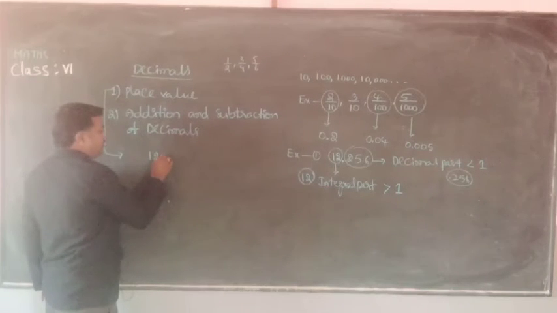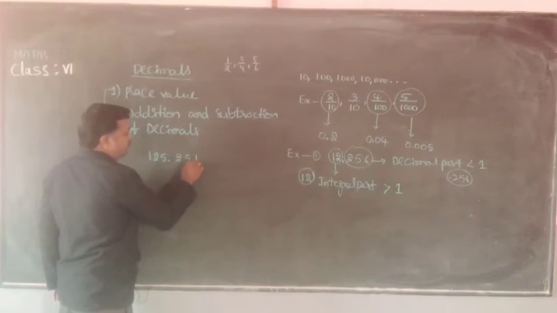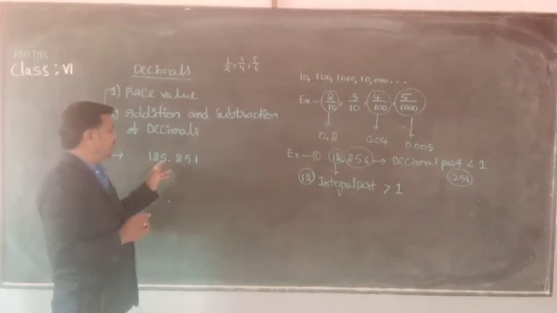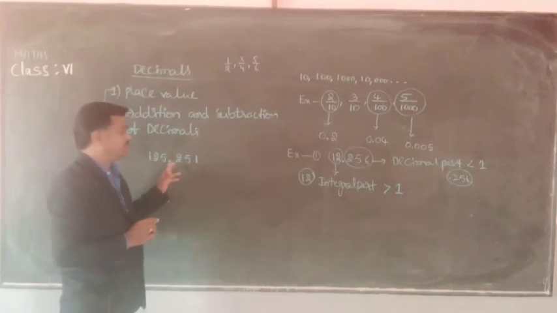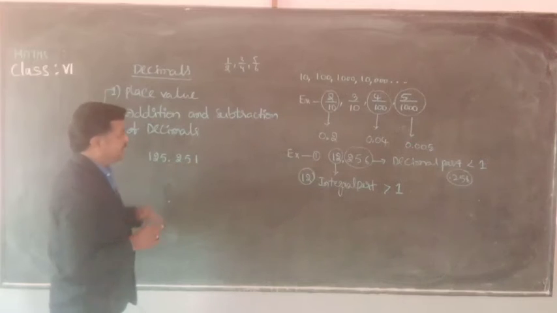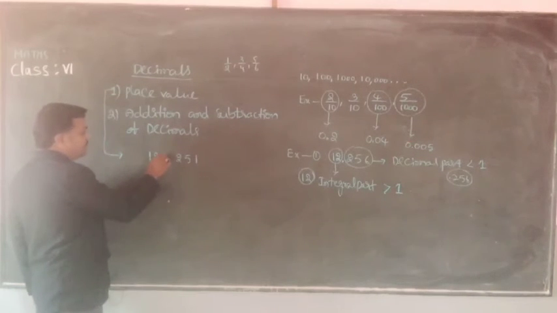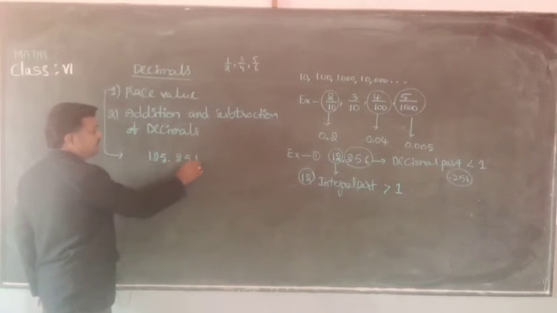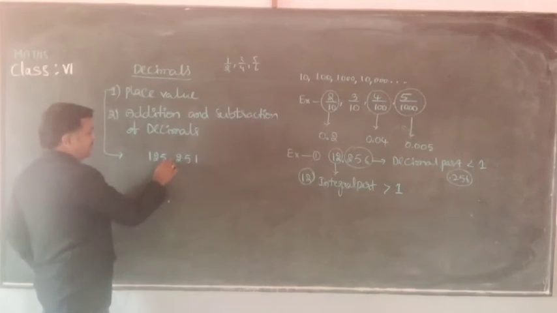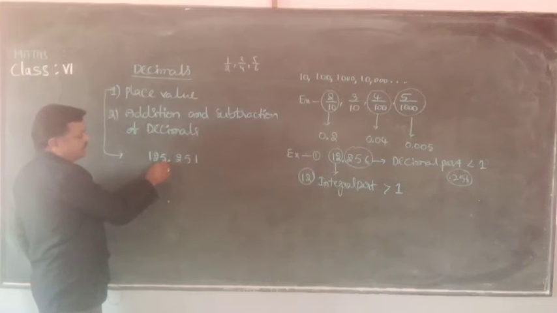So, how can we find the place values of decimal numbers? See, 125.251. 125.251, this is one decimal number. Here, the place values of a decimal number: on the left side of the decimal point, the first digit is the ones place.